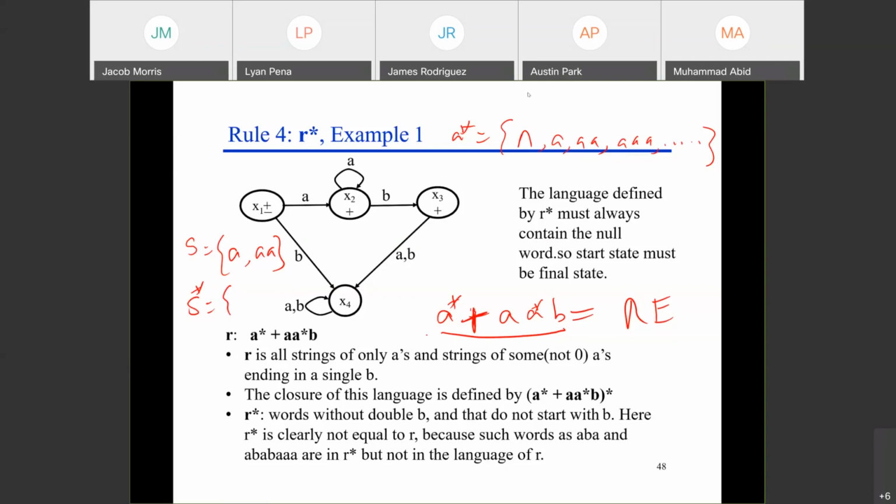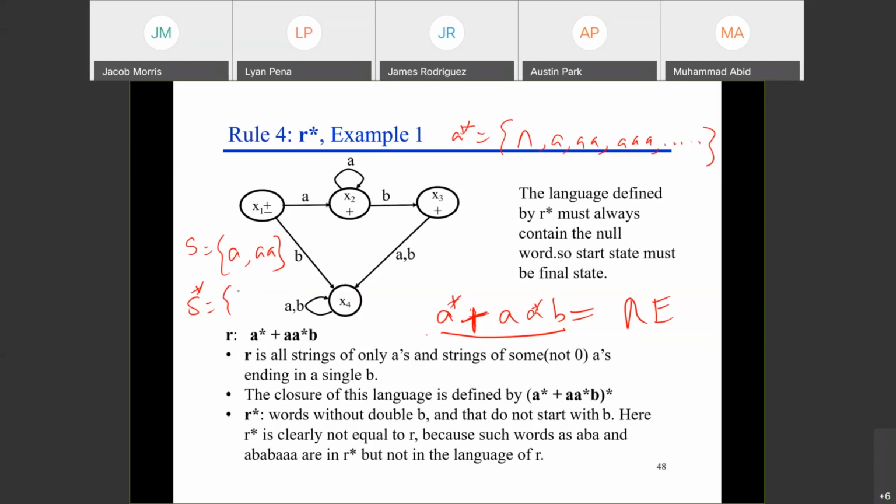Jacob Morris. Jacob Morris, are you there? Yes. Yes. So what will be the first word of this language? If I have S is equal to A comma AA, and I'm asking you to find the Kleene star of that, so what should be the first word of this language? With the A.